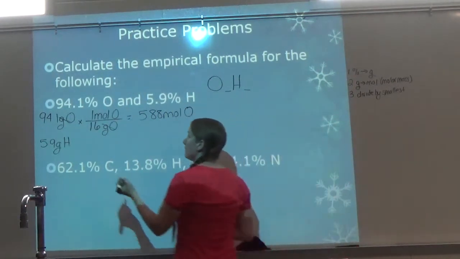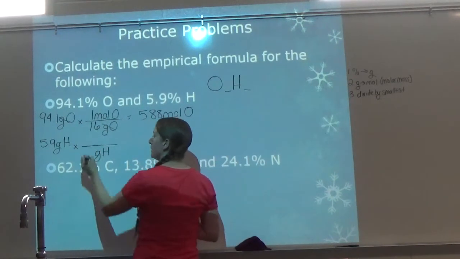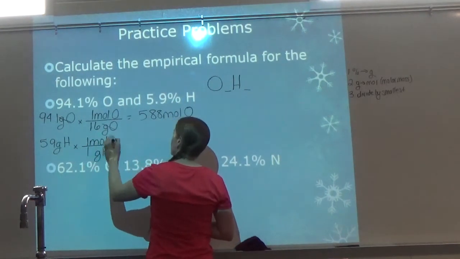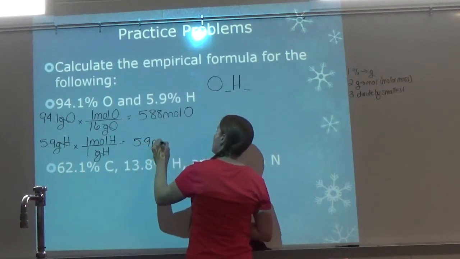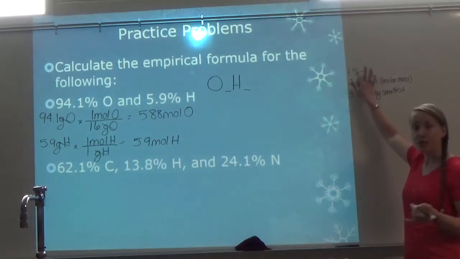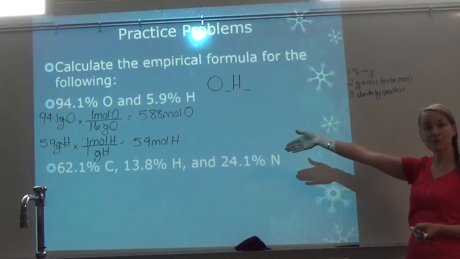Now I'm going to do the same thing for hydrogen. Grams of hydrogen goes on bottom, so I'll look at the periodic table. Hydrogen is 1, and that equals 1 mole of hydrogen. So of course I end up with 5.9 moles for hydrogen. So I did step 1, I changed percent to grams. I did step 2, I converted grams to moles using the molar mass from the periodic table.